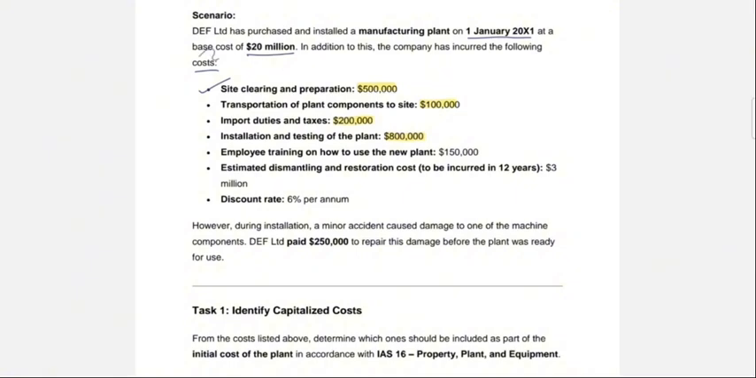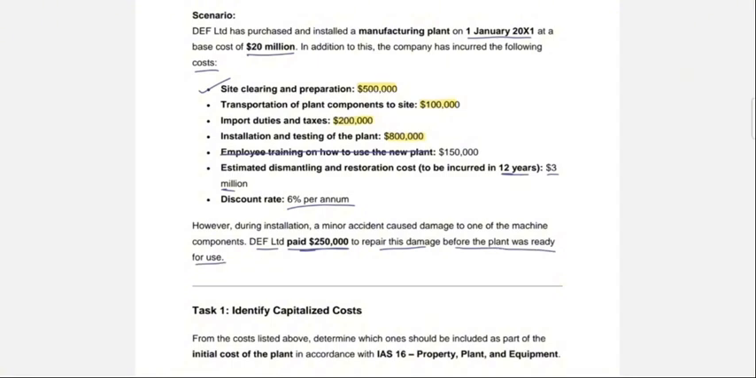Employee training on how to use the new plant, not my headache, will not be capitalized, it's the business's headache. So they will sort it out how much training they need, because this cost is not going to be incurred to bring the asset to its working location or condition. Estimated dismantling and restoration cost to be incurred in 12 years is 3 million with discount rate at 6% per annum. However, during installation, a minor accident caused damage to one of the machine components, and DEF Limited paid 250,000 to repair this damage before the plant was ready for use.